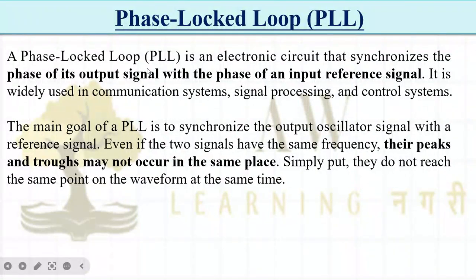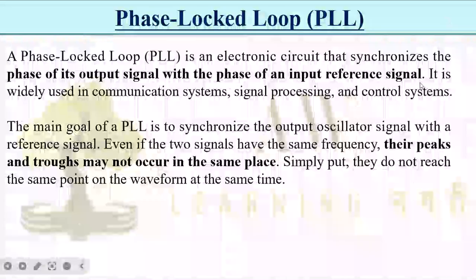Okay, so the phase lock loop is an electronic circuit that synchronizes the phase of the output signal with the phase of the input reference signal. So after reading this line, what I come to know is that we are going to provide some reference input signal and I want my output signal to be the same as the reference input signal, and its phase should be synchronized. Synchronization means it should be in the same phase.